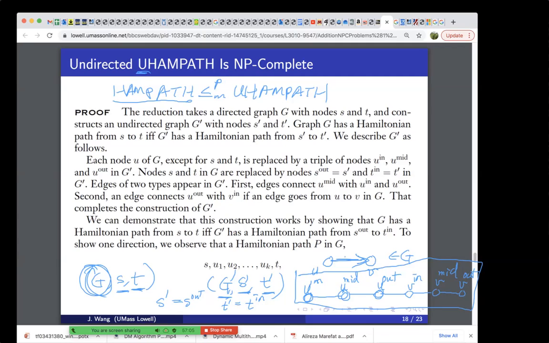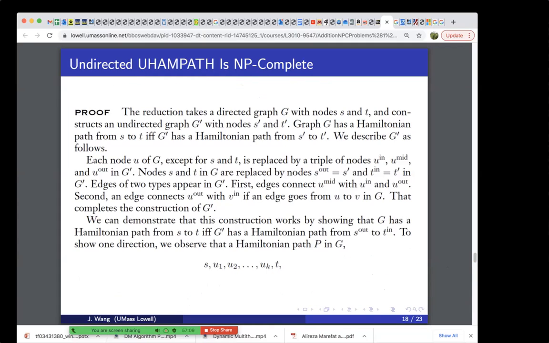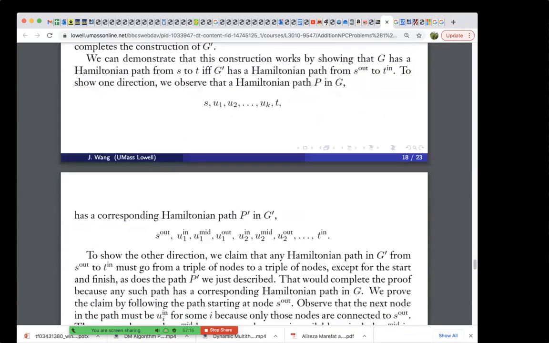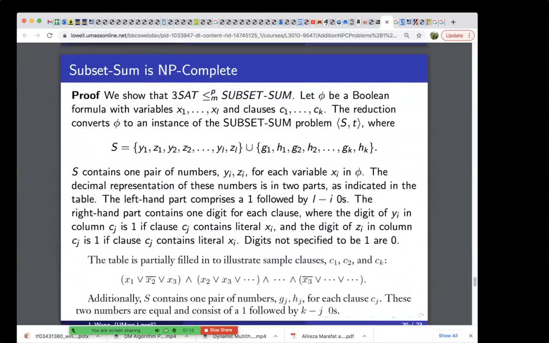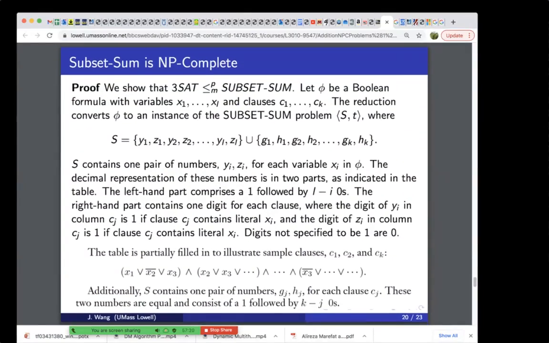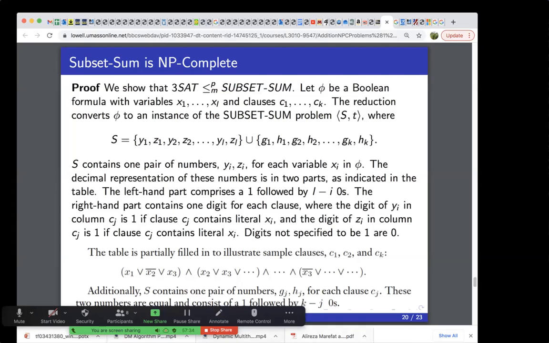According to your textbook, we have one more problem that's NP complete. And after this, then we are done. That is called the subset sum problem. So we know what subset sum is, right? Let me just start a whiteboard here.